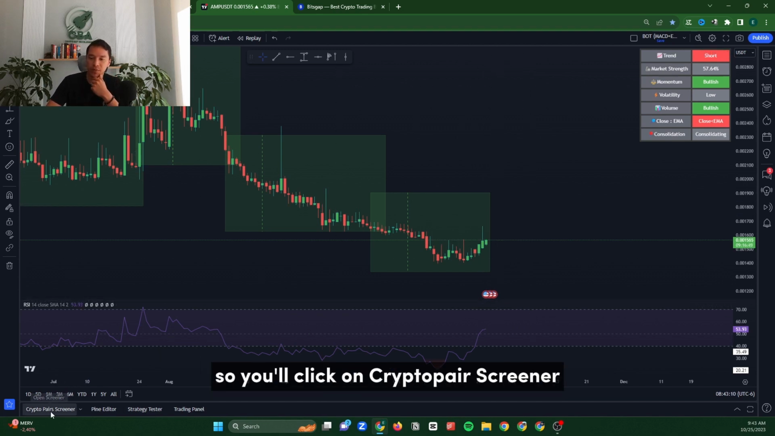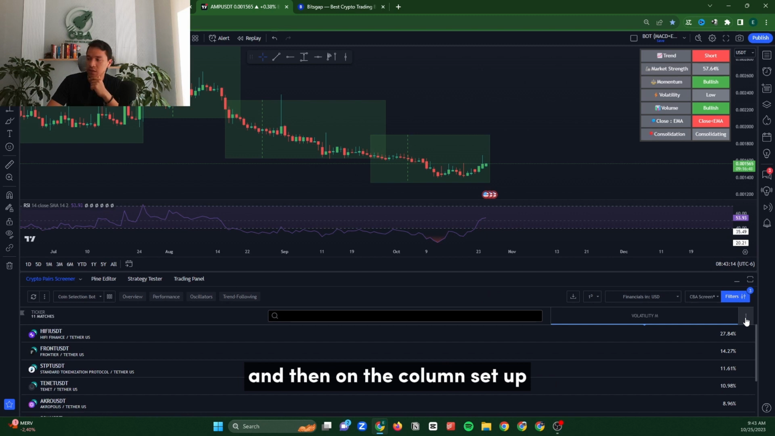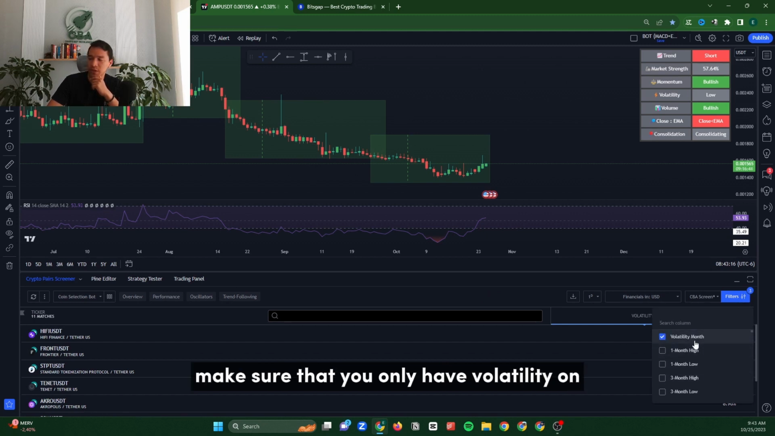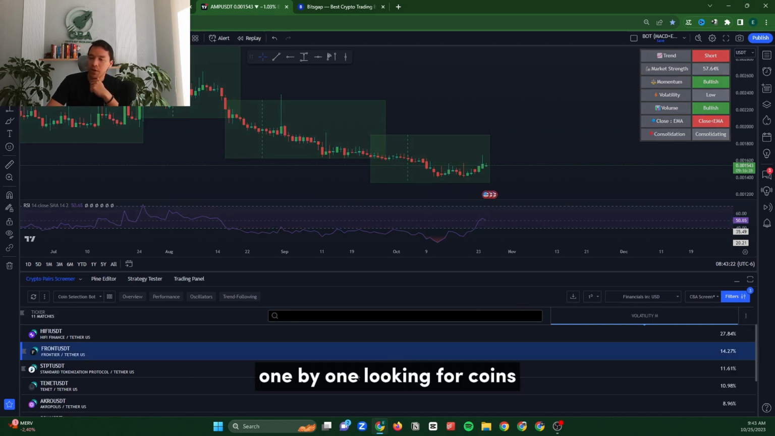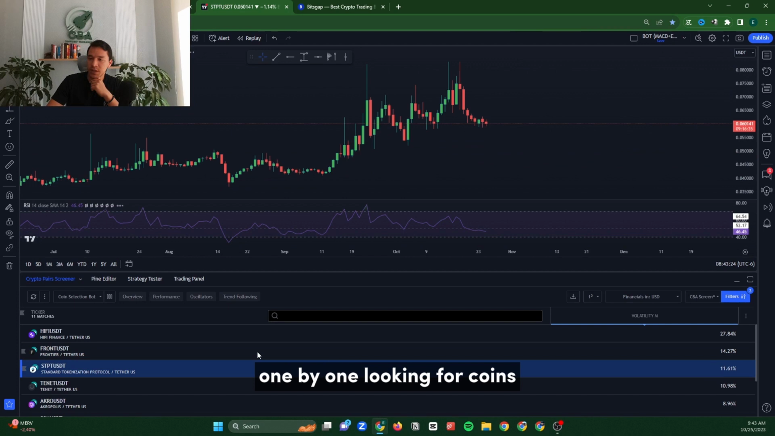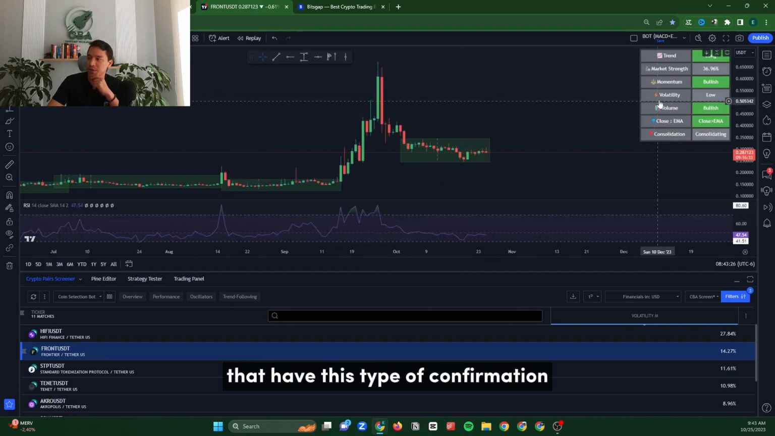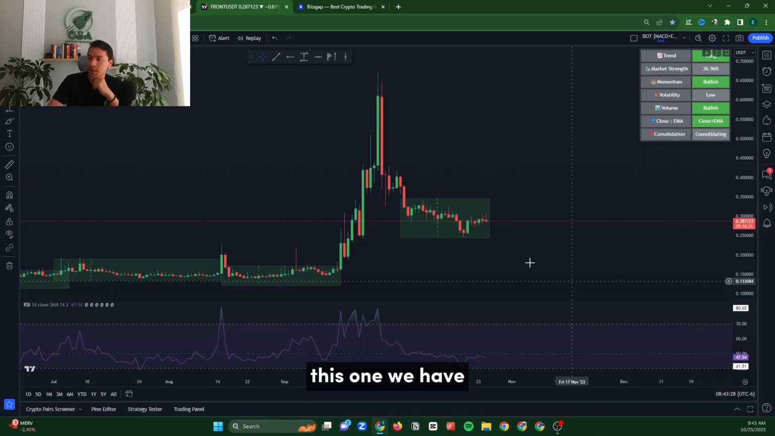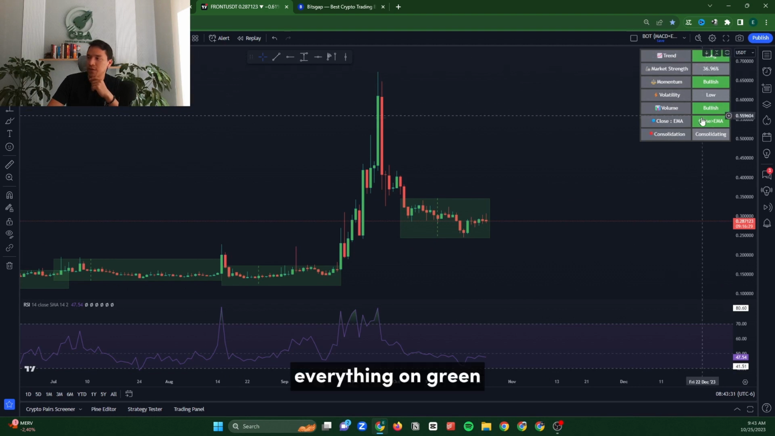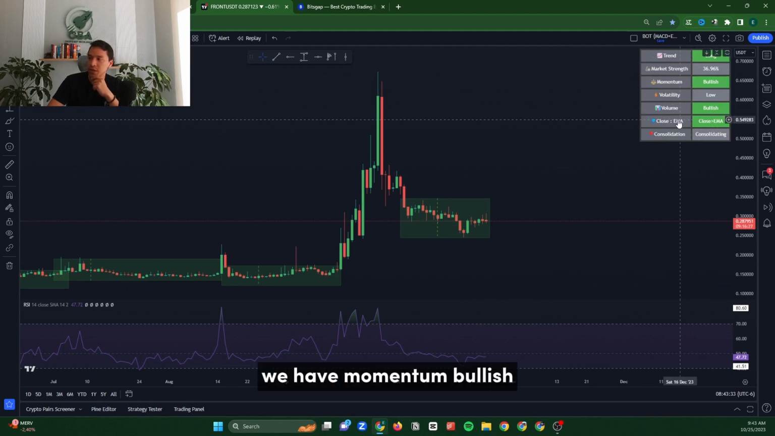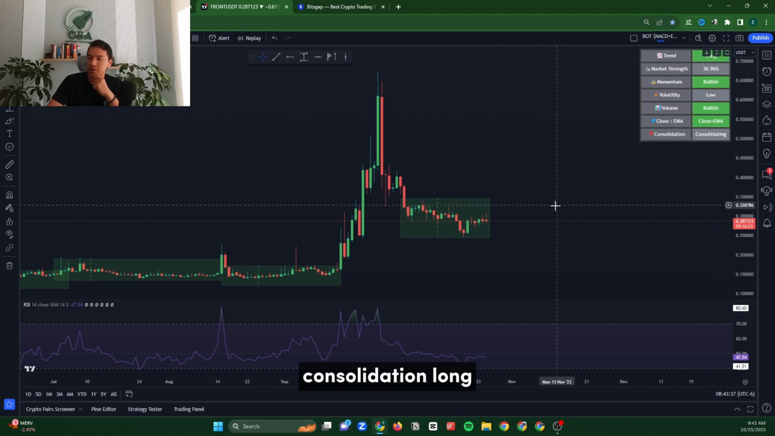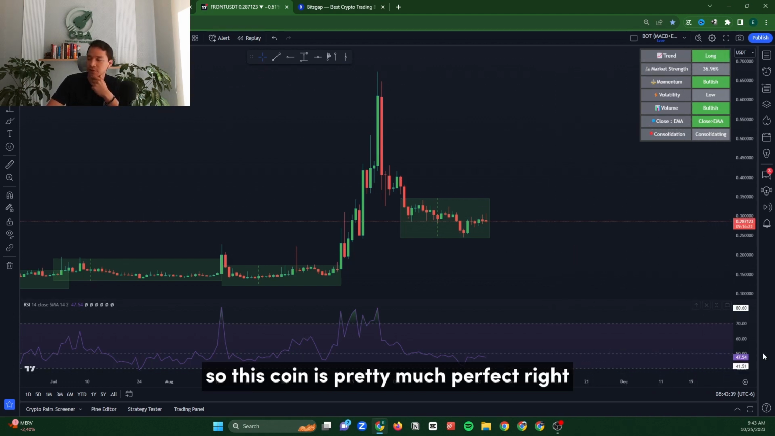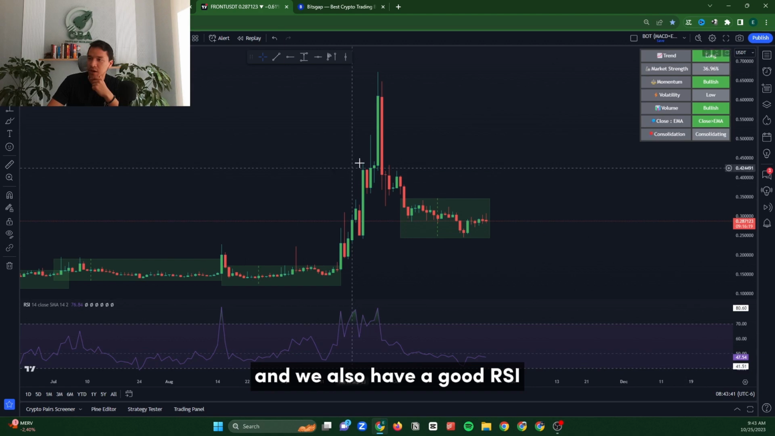So you will click on crypto pair screener, and then on the column setup, make sure that you only have volatility mode. So that's what we're going to have, only volatility mode. And then we're going to go one by one, looking for coins that have this type of confirmation. So for example, this one, we have everything on green. We have momentum bullish, volume bullish, a close EMA, consolidation, long. So this coin is pretty much perfect, right? And we also have a good RSI.